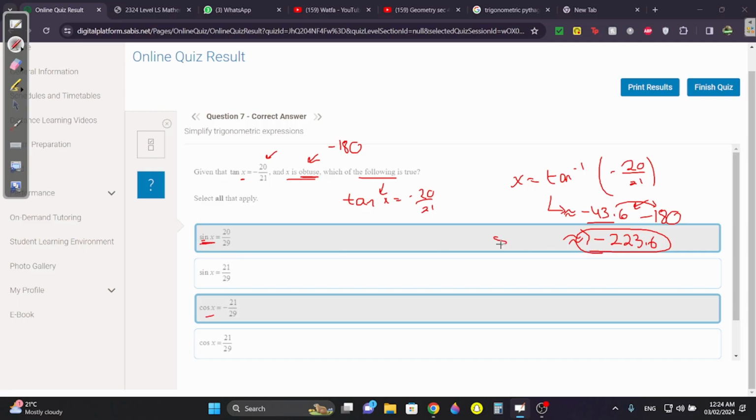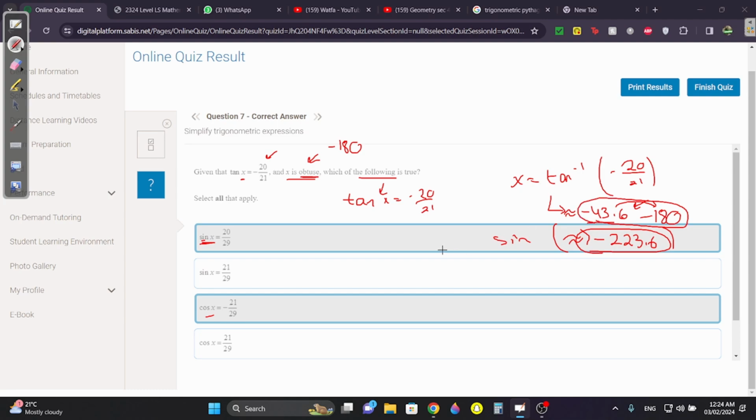They're saying sine x, so you have to actually do sine of this angle here. Sine of 223.6. You don't do sine of minus 223.6. You have to do sine of the answer you got here. Otherwise, your calculator is going to give you a long decimal.